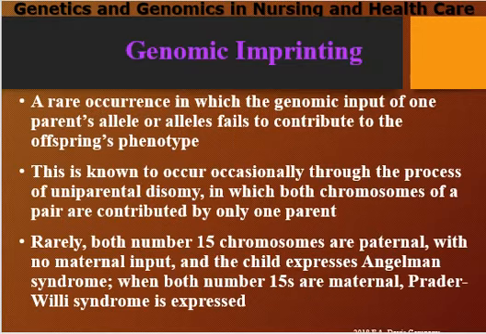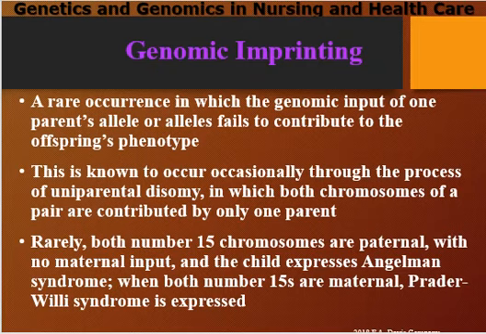So now we will move on to genomic imprinting. It is a rare occurrence in which the genomic input of one parent's allele or alleles fails to contribute to the offspring's phenotype. So a gene tends to be inactivated. The DNA sequence is normal, but the expression is inhibited. Usually both copies of genes, one from mom, one from dad, are active or turned on in the cells. But in some cases, only one is active. That's what this is talking about.